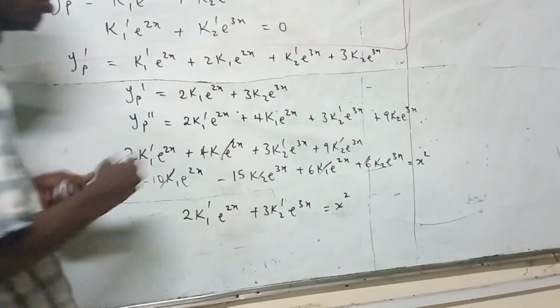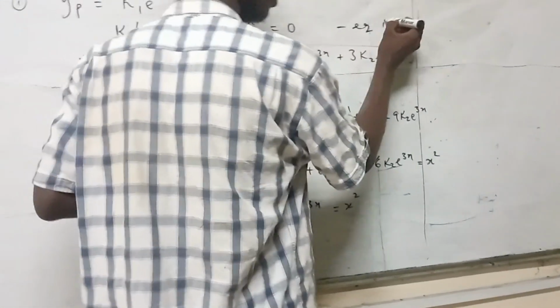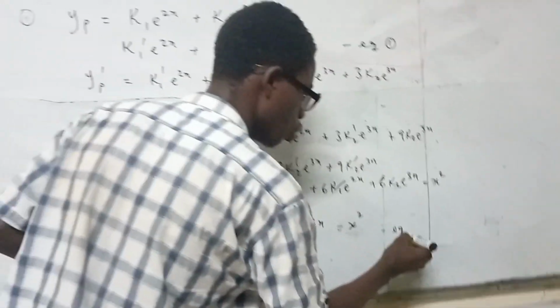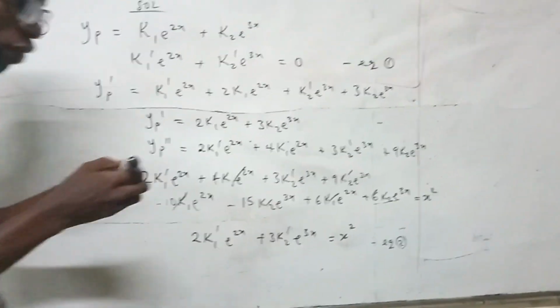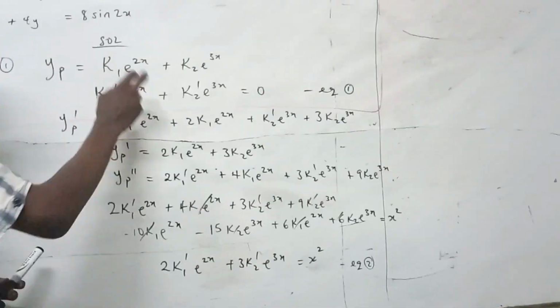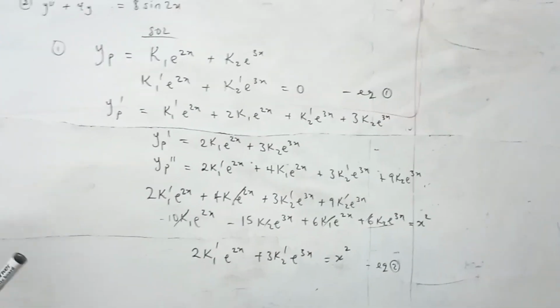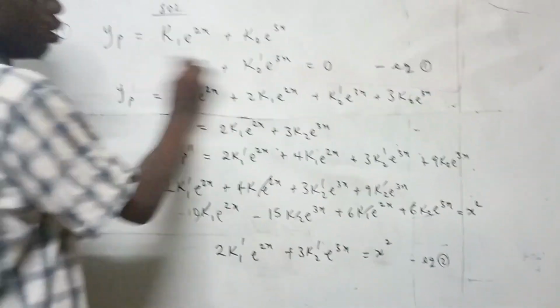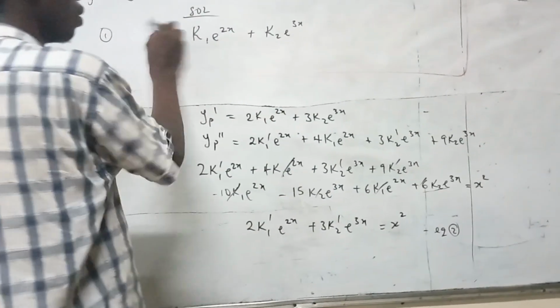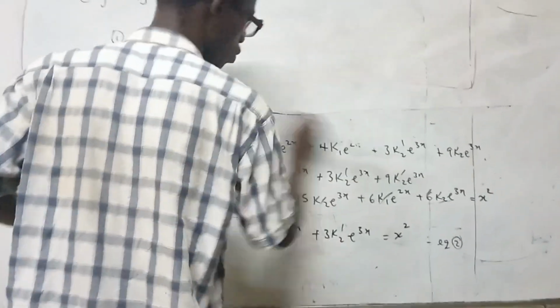We have the first equation, and we have this as our equation 2. So we are going to solve both of them to find the value of our k1 and the value of our k2. Then we can easily find the particular solution of this ODE.